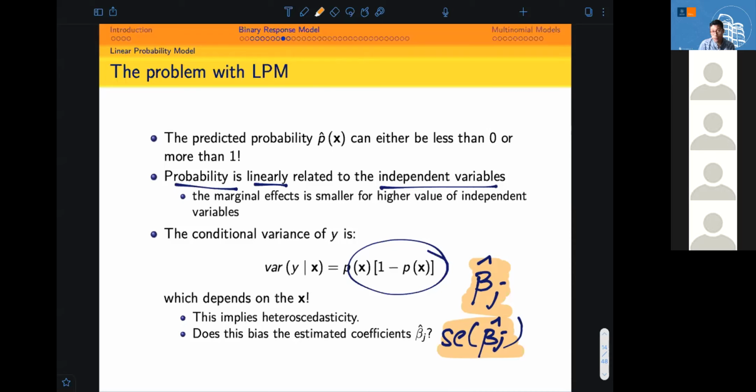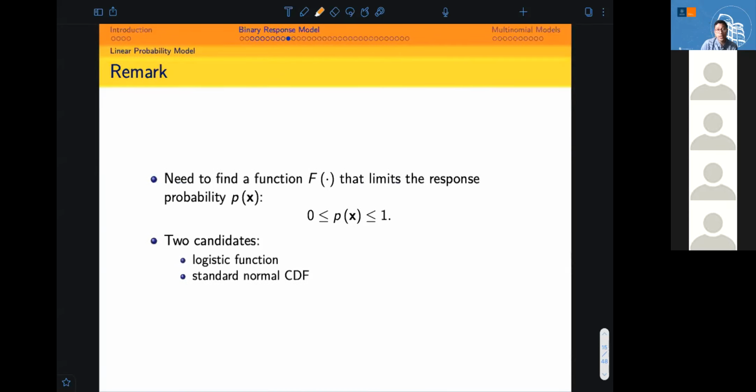And given the issues of the linear probability model, scholars at that time said, well, we need something else that is going to be useful in estimating a binary dependent variable, and that's something that we're going to discuss next. So basically, we need to find a function. It's not going to be a linear function as in the linear probability model. The function at least will allow us to limit the response probability between 0 and 1, as mandated by the definition of probability in probability theory.